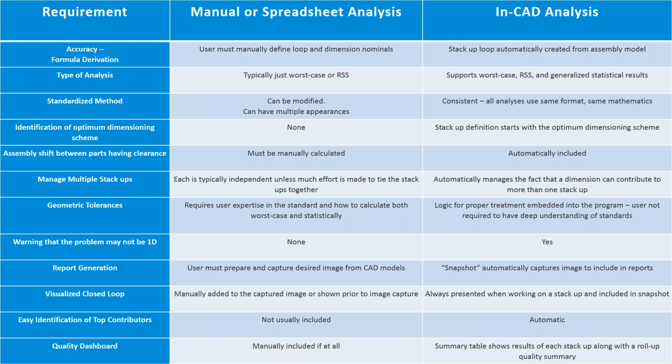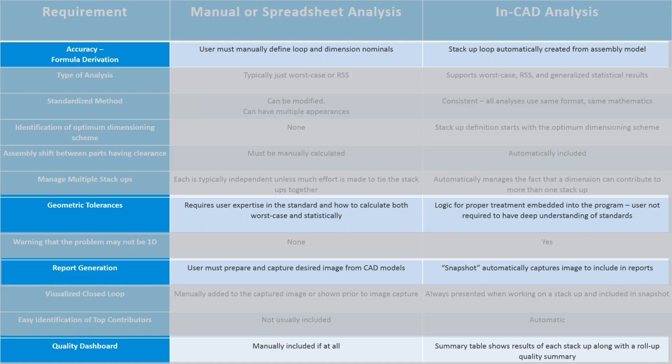So just a bit of information here. The requirements, manual versus in-CAD analysis, and you can see there are multiple types of analysis. RSS, which is root sum squared analysis. If it's manual, for example, it's just worst case scenario, right? Or if it's in CAD, you can support worst case scenario, RSS, and the generalized statistical result, right? Today, we're not going to be focusing on all of them, but if we have a look at some of them, you'll see that there are some areas where we can actually solve these problems.